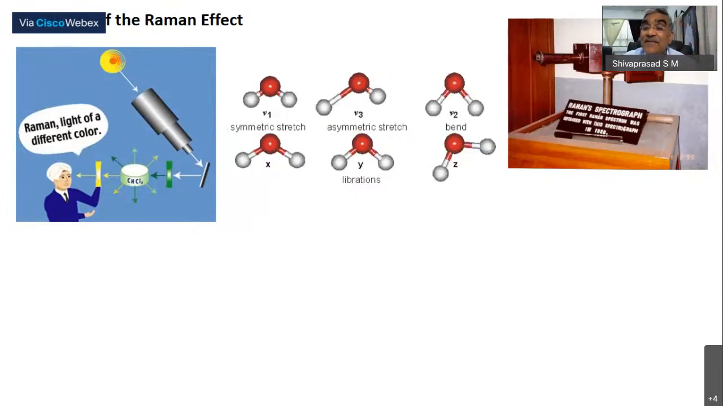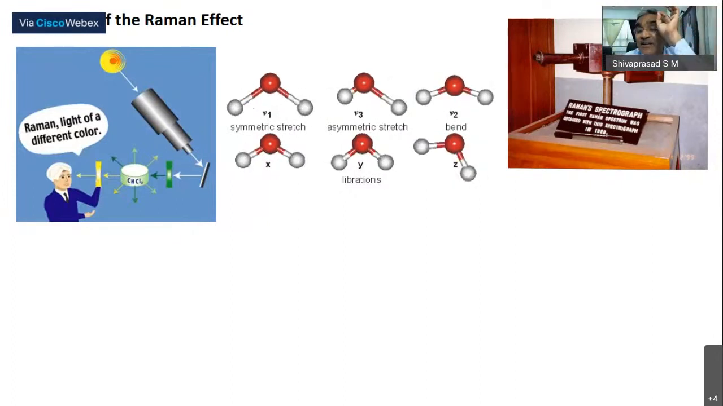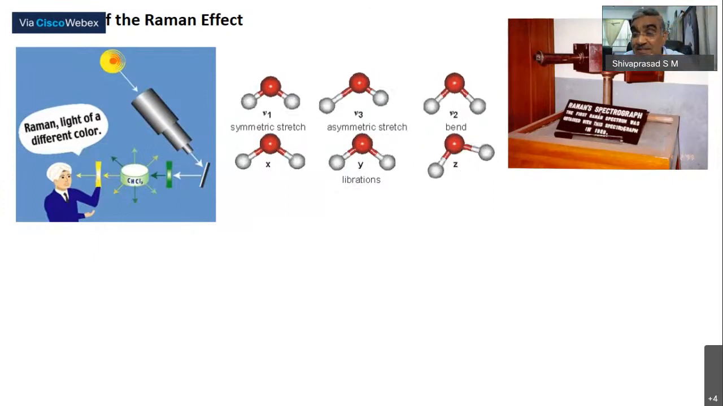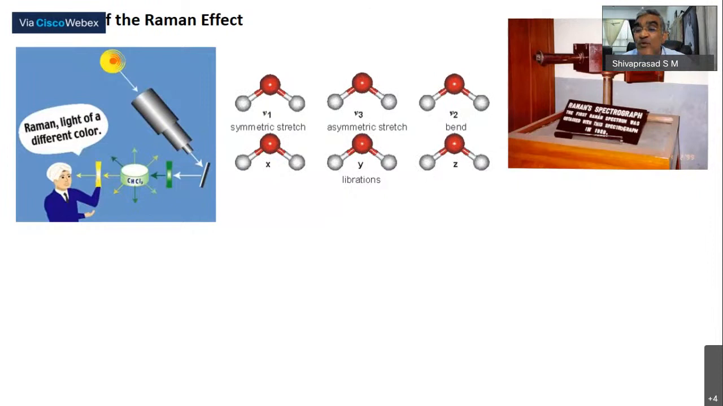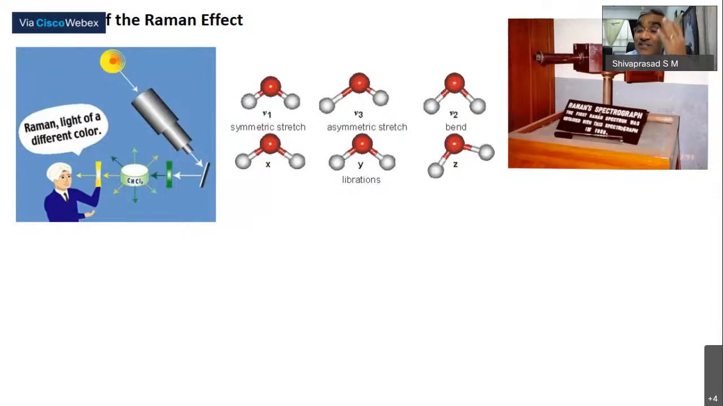So you will see that he showed that any light energy which hits the molecule which is vibrating will give you two peaks, two inelastic scatterings, one which is called the Stokes and the other which is called the anti-Stokes. And that's what it was. And that is called the Raman effect.